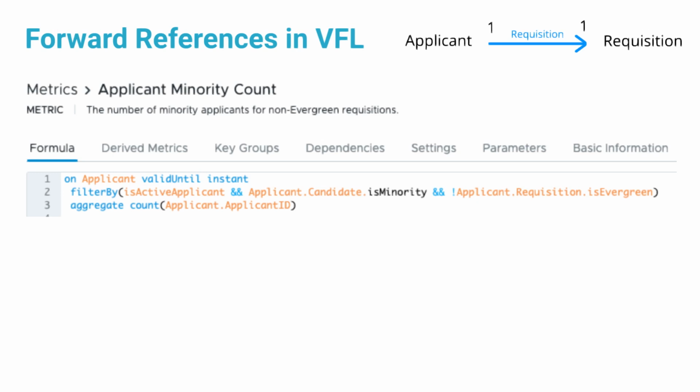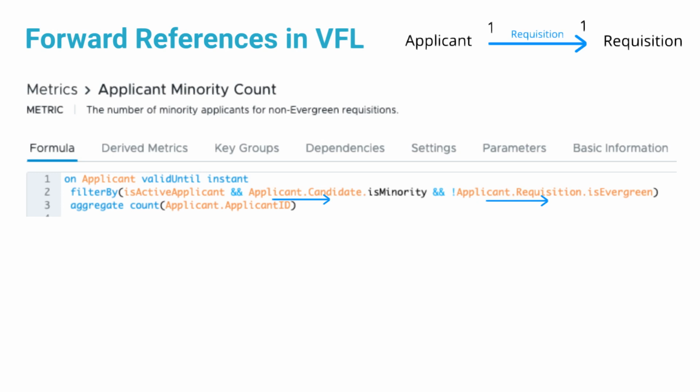Imagine we want to calculate the number of minority applicants for non-evergreen requisitions. Whether an applicant is a minority can be determined by examining their candidate record using the forward reference applicant.candidate.isMinority. Whether a requisition is evergreen or not can be determined via the forward reference applicant.requisition.isEvergreen. And that's it. We have our metric.